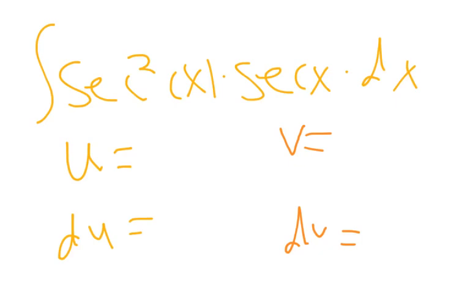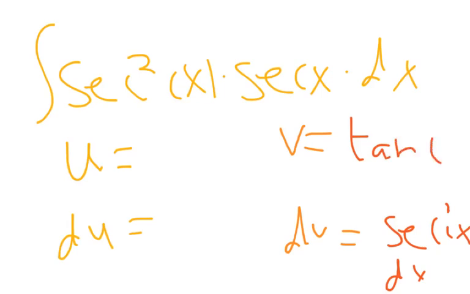So since secant squared of x is already a derivative, what you get to do is to assign dv to be secant squared of x dx. And then for v, you need to assign v to be tangent of x. Why? Because that's the integral of dv. And then for u, you can use secant of x.